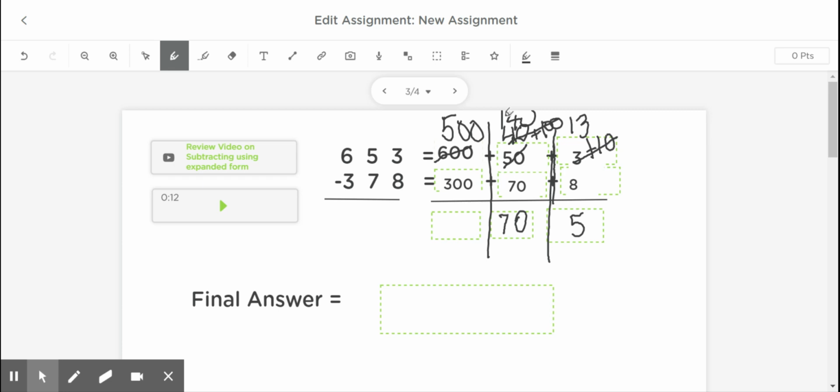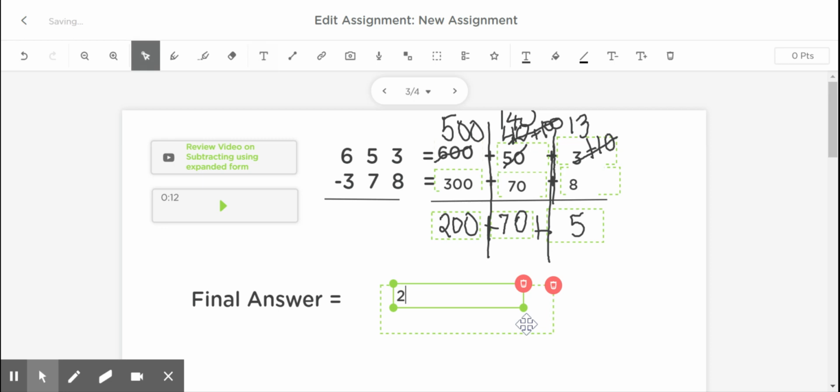So I know I can check that to make sure it's right. 500, and if I take 300 of those away, 5 minus 3 is 2. So I have 200 left. So down here where I have to write my final answer, I'm going to put these back together again. 200 plus 70 plus 5. So I can say my final answer is 275.